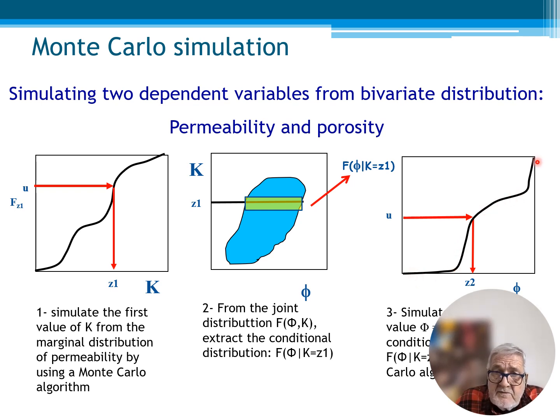This conditional distribution is here. This is the distribution of porosity, and after that I just generate the value of porosity from this distribution. So I am sure after this that z1, this value of permeability, and z2, the value of porosity, belong to this bivariate distribution here. This is the way to simulate two dependent variables.